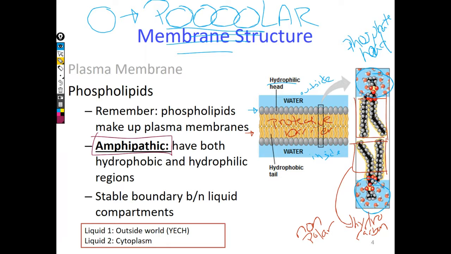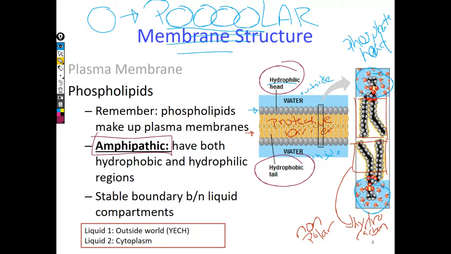Amphipathic. Okay. Amphipathic just means we're going to put a definition to what we already knew. We have a hydrophilic section and a hydrophobic section. Amphipathic means you have both. Just like ambidextrous means you're both right and left-handed. Amphipathic means you're both hydrophilic and hydrophobic.